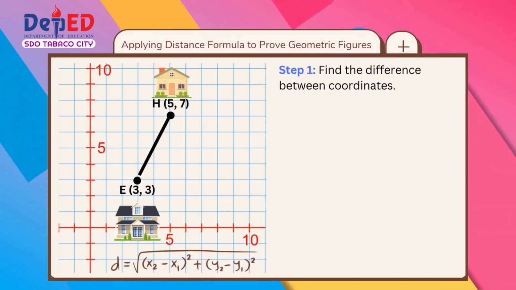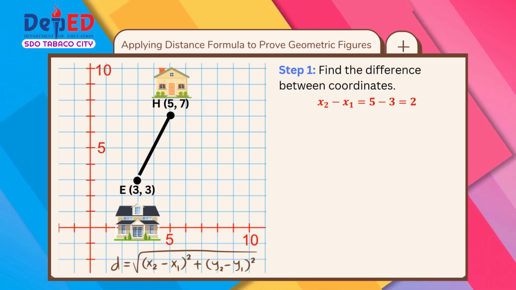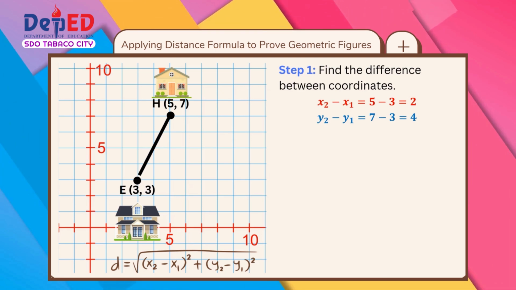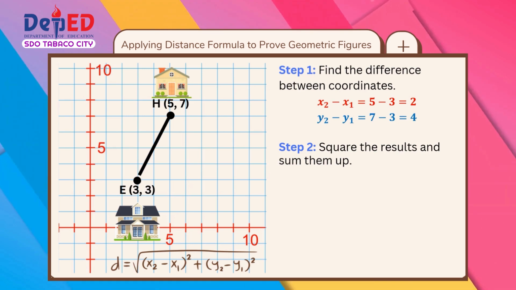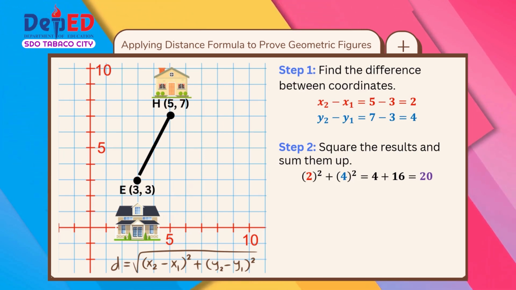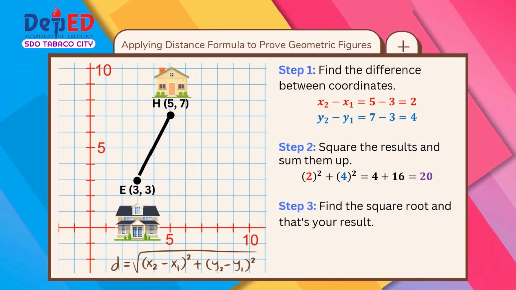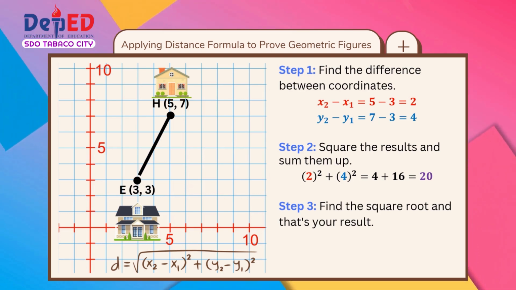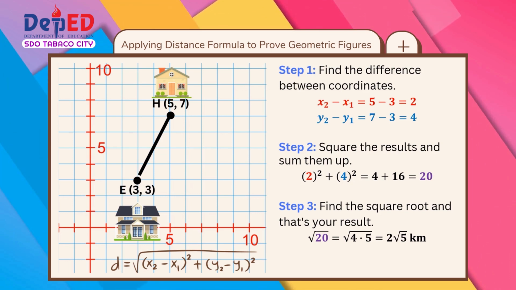Step 1. Find the difference between coordinates. x sub 2 minus x sub 1 equals 5 minus 3 equals 2. y sub 2 minus y sub 1 equals 7 minus 3 equals 4. Step number 2. Square the results and sum them up. 2 squared plus 4 squared equals 4 plus 16 equals 20. Last step is step number 3. Find the square root and that's your result. Square root of 20 equals the square root of 4 times 5 equals 2 square root of 5 kilometers. Therefore, the distance of EH is 2 square root of 5 kilometers.